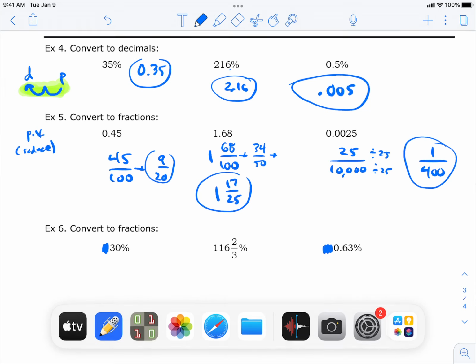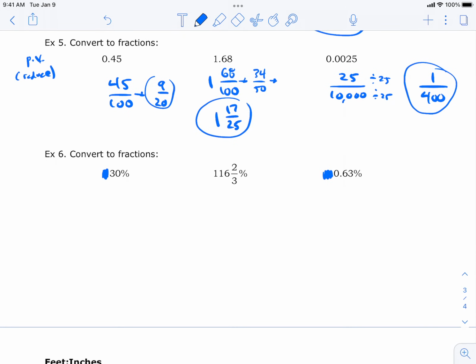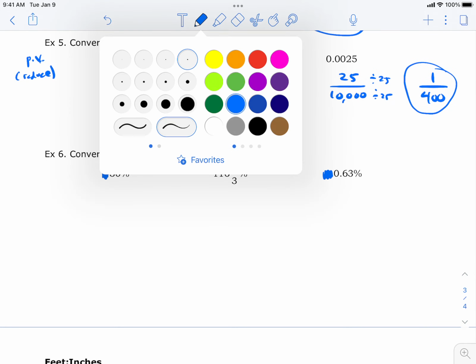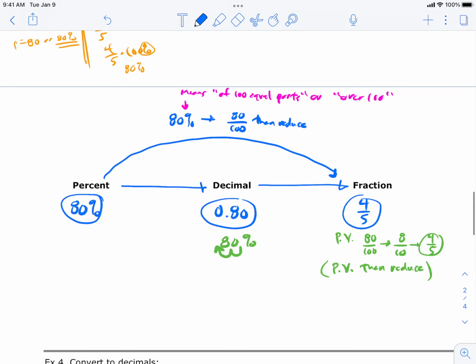So far, so good. Okay, you go away. Okay. Convert to fractions. This is an example of when I like to take the direct route. What am I talking about?